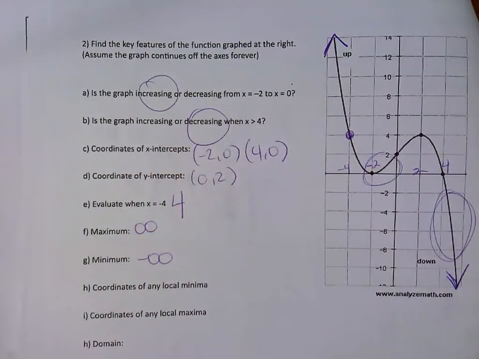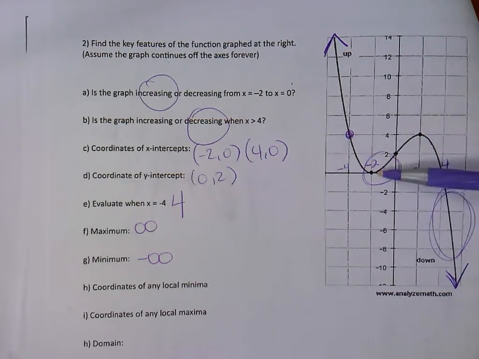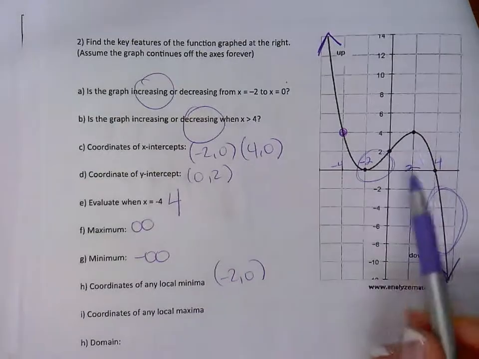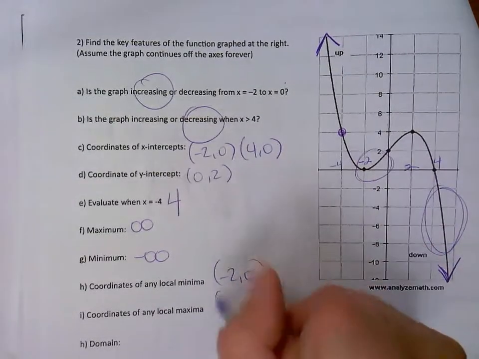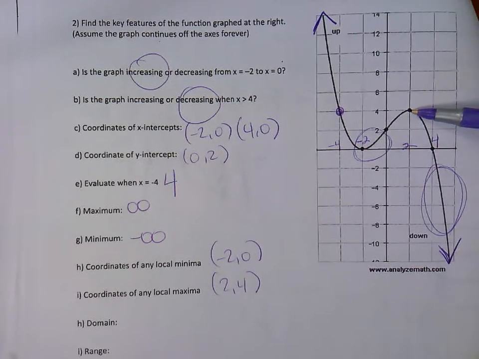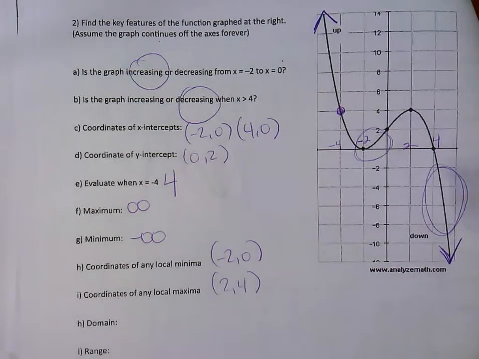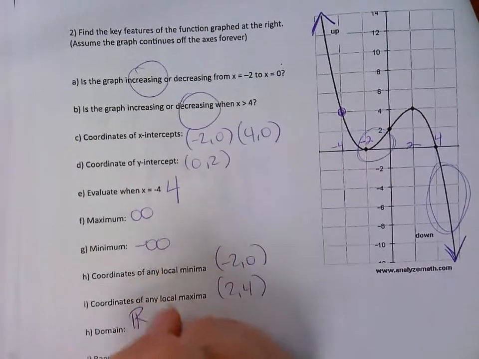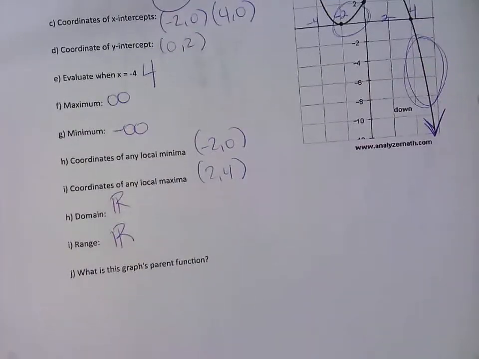Let's see, your local minimum was right here at -2, 0. Did you say that? Your local maximum was right here at 2, 4. That's the only one. The domain and range would both be all real numbers. I'm going forever off the graph in both directions. And what is the graph's parent function? How did you name it?